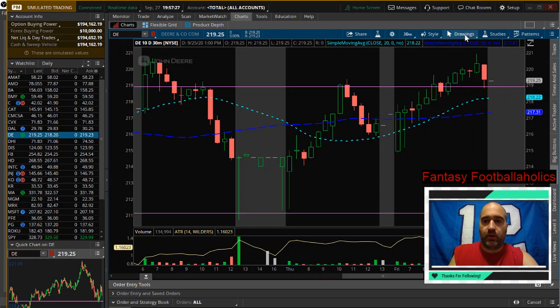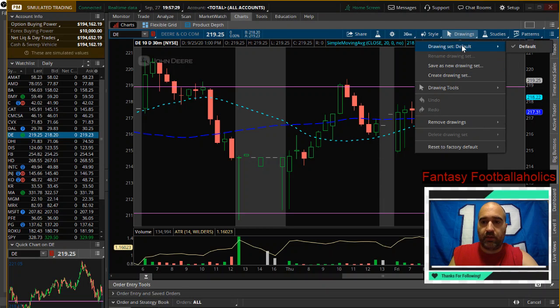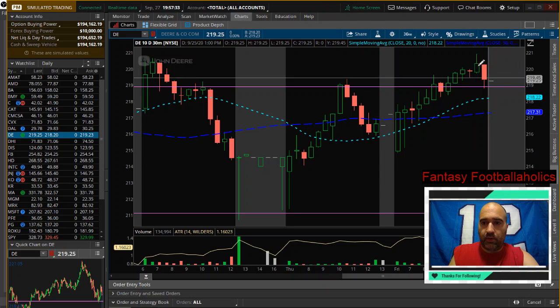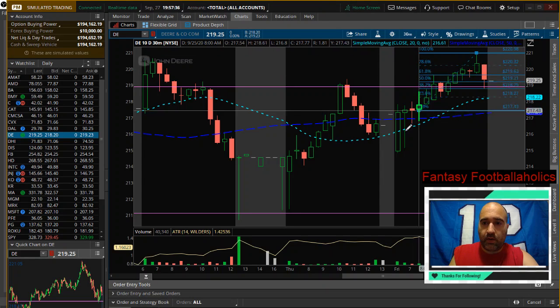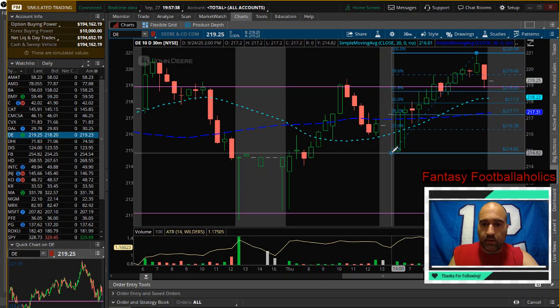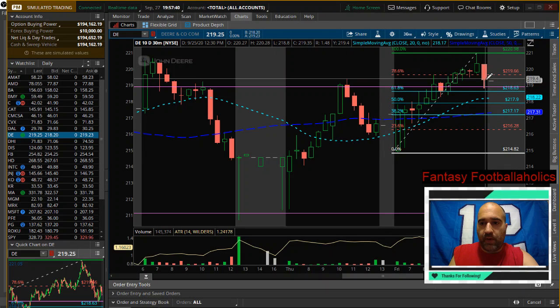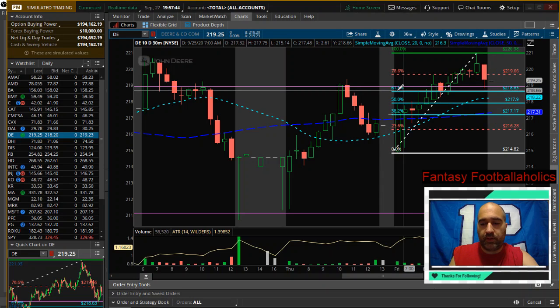So I click on my drawing. I usually go on my phone. This is something new to me, but I have messed with this, so it's not too unheard of. So I will go here to here, top to bottom. Pullback is below my 78.6, and the wick already dipped below 61.8.